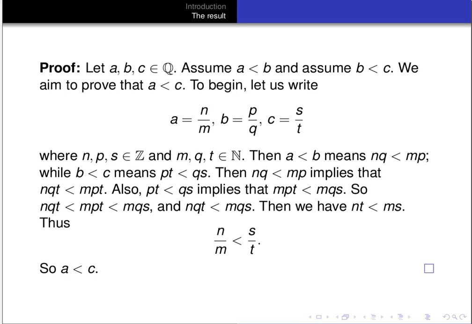Since a was represented as n over m and c was represented as s over t, we have a is less than c. And that's exactly what we needed to prove to show that the ordering on the rationals is transitive.